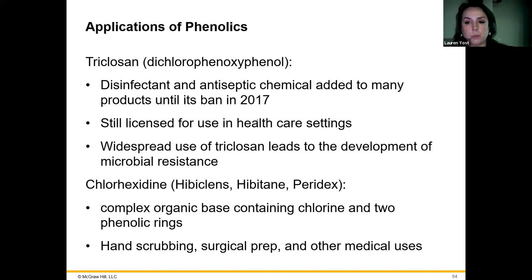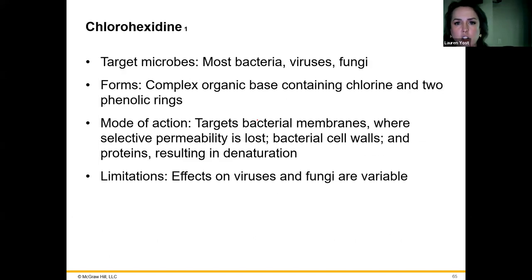Chlorhexidine is probably the more common one that we know of. Hibiclens, Hibitane, and Paradex. This is what we most commonly use for surgical hand scrubs and surgical prep. You can also buy chlorhexidine for mouthwash and other things. It is pretty effective, but it is not sterilizing. It says effects on viruses and fungi are variable, I guess. Anyways, yeah.